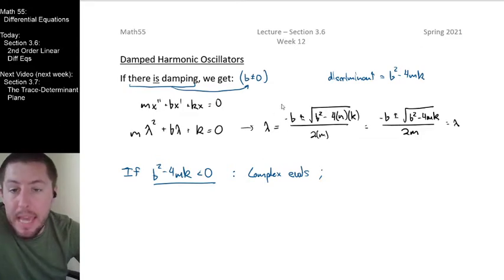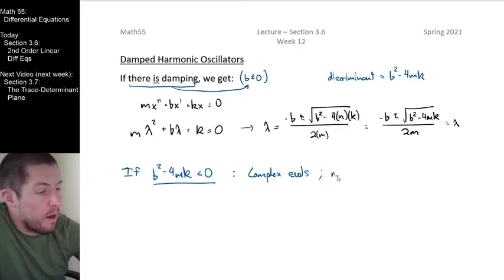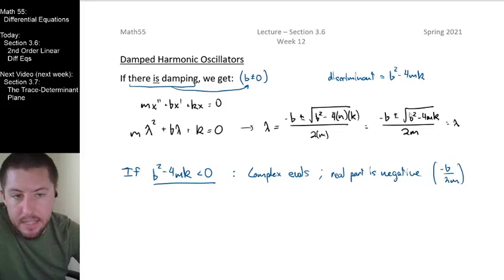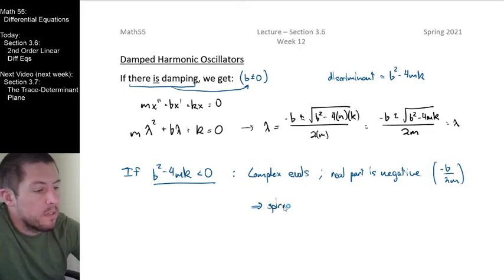So notice here, b can't be 0. It was allowed to be greater than or equal to 0 before, but now b is a positive number. So we're going to get complex eigenvalues, and we're going to get that the real part is negative. That's the negative b over 2m. That's our real component, because the i is going to come out from the square root term right there. And so these are always going to give us a spiral sink, always.